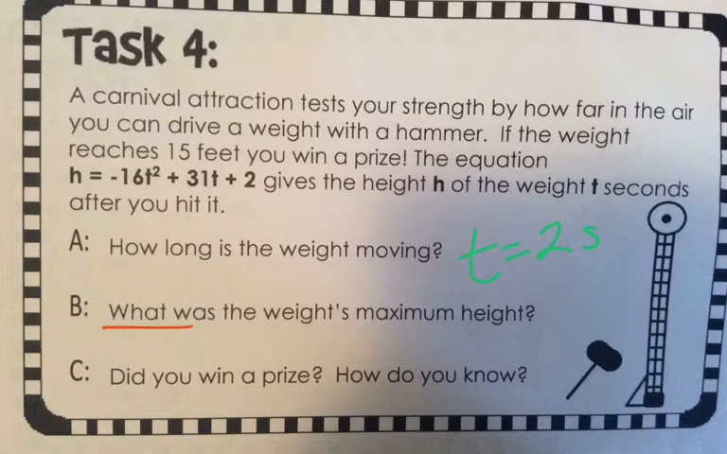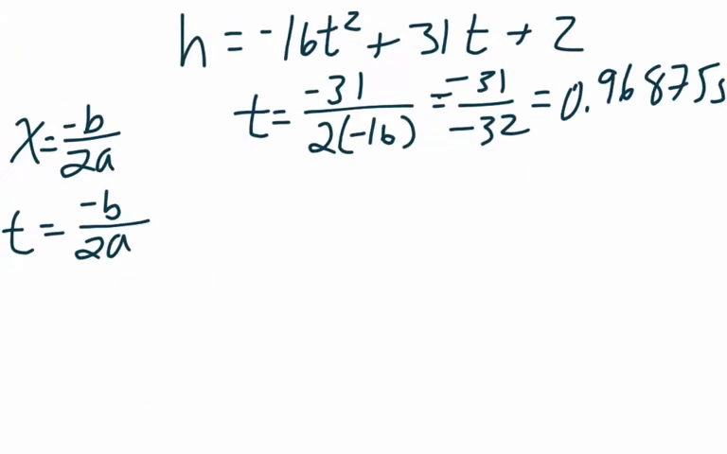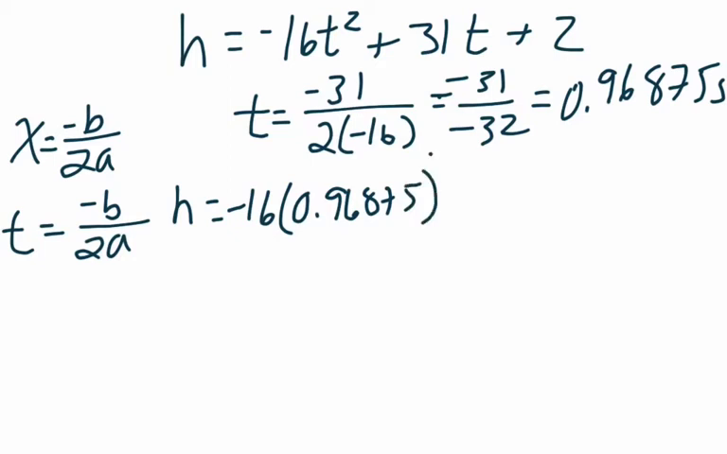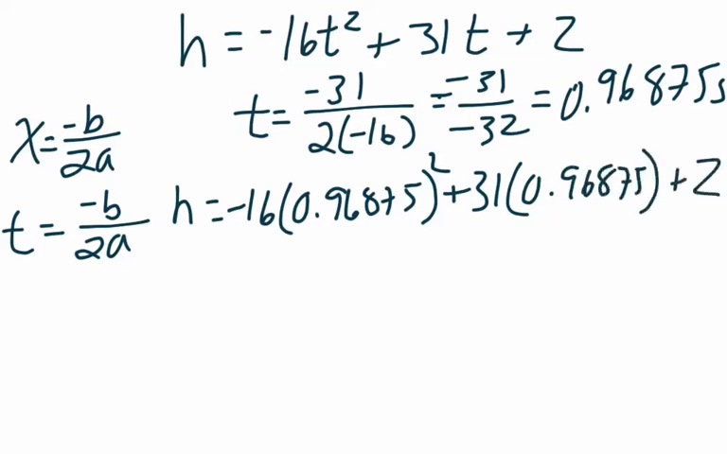The question we're asked is, what is that height? So how high did it get? We're going to take that number, lovely number, and plug it in for the time, and that will give us the height. So the height is negative 16 times 0.96875 all squared plus 31 times 0.96875 plus 2. And we're going to dump that into our calculator.